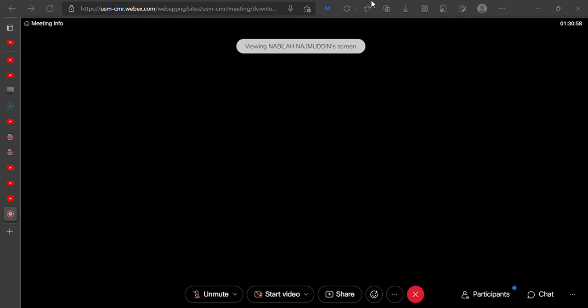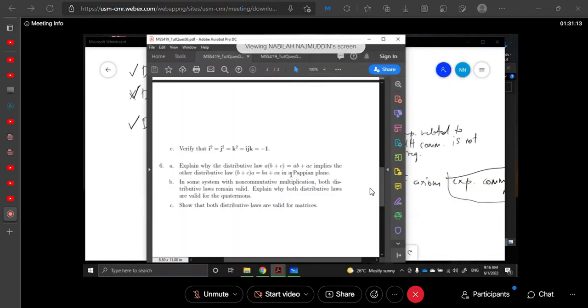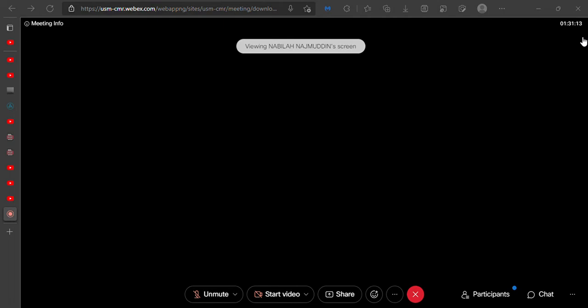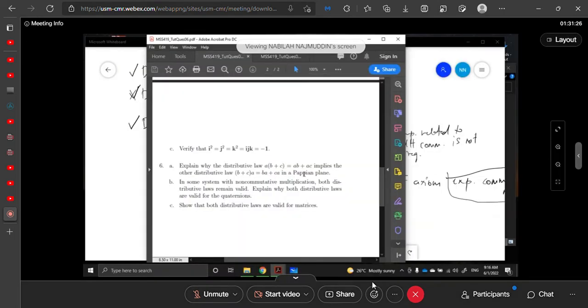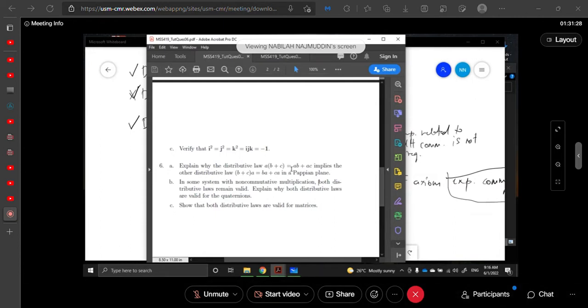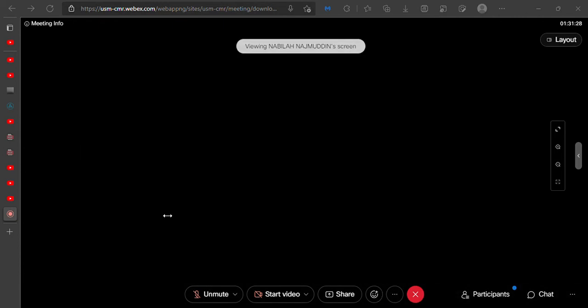We know that a Pappian plane satisfies all field axioms. I will not write this, this is to take note: a Pappian plane satisfies all field axioms, including the commutative law of multiplication. So because we know that this Pappian plane satisfies the commutative law, therefore the other distributive law we can obtain from this, B plus 2 times A.